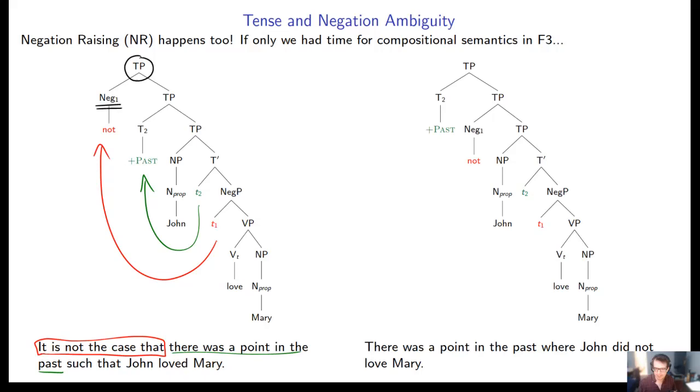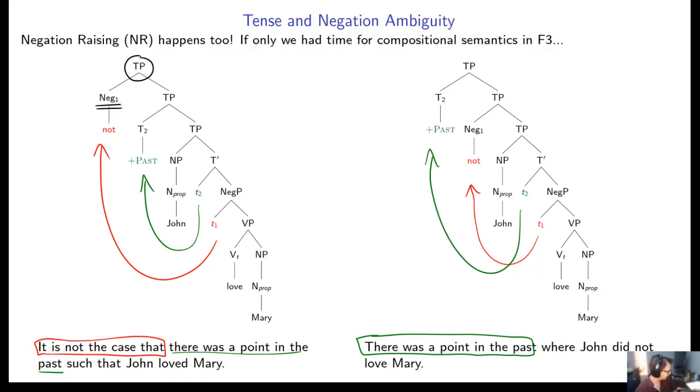That's one interpretation. The other interpretation on the tree on the right says that first we move up negation, and then we move up tense. So this focuses on the fact that there was a point in the past, and then it focuses on the fact that then John did not love Mary. So this interpretation on the right, let me just draw up this timeline. This is the timeline where there was a particular point in the past without any love.